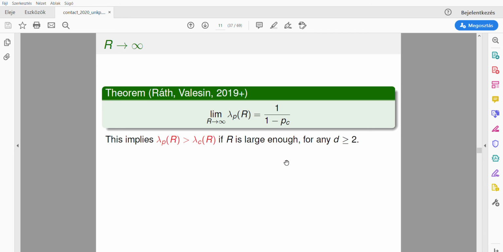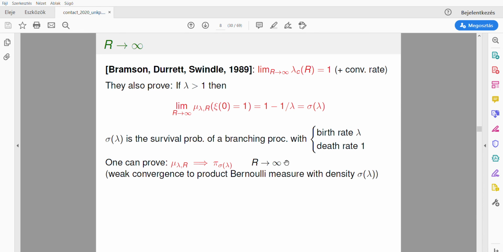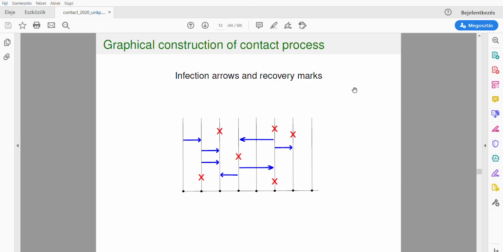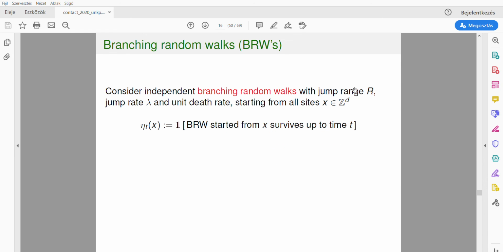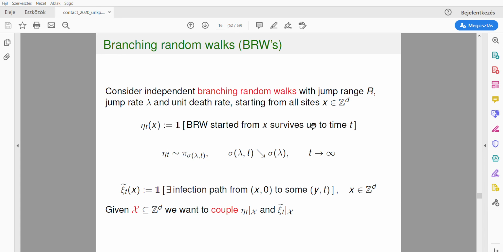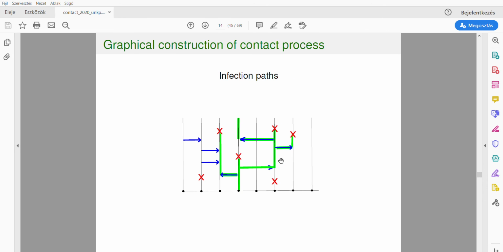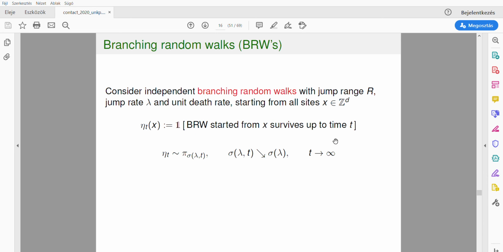If you remember, on this earlier slide, I defined sigma lambda to be the survival probability of a branching process with birth rate lambda and death rate 1. And of course, as t goes to infinity, this converges to that value. And now I want to recall my other indicator. The heuristic is that these infection paths look like branching random walks up to a certain time.